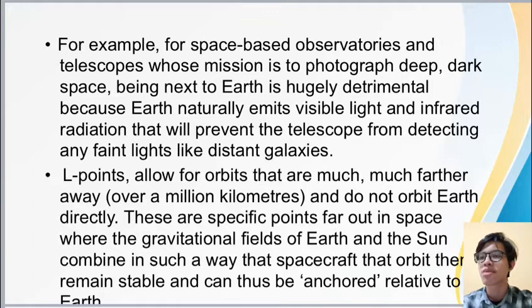Earth directly. These are specific points far away in space where the gravitational fields of Earth and Sun combine in such a way that spacecraft can orbit them, remain stable, and thus be anchored relative to Earth. The most useful L points are L1 and L2.